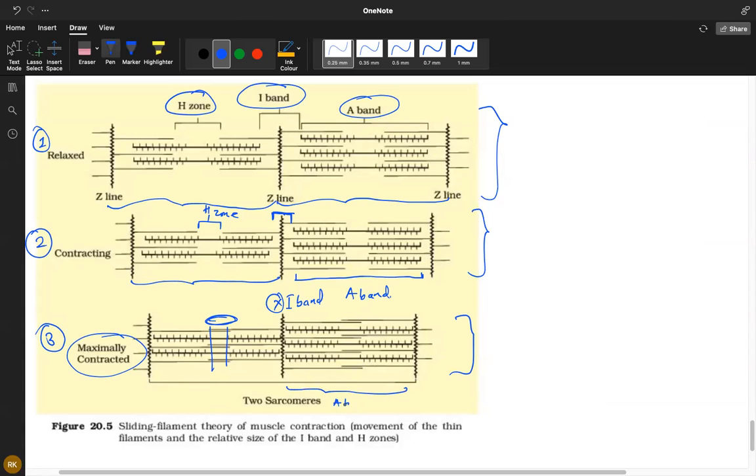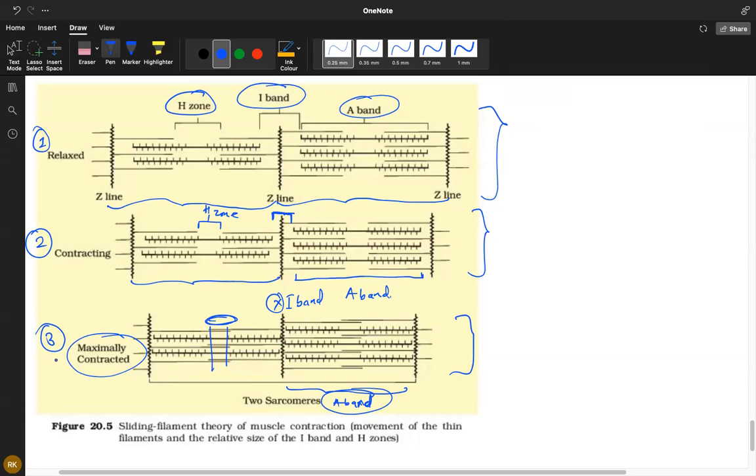Exactly. So I told you that maximal contraction can also happen, and that will be the maximum length of the myosin in the sarcomere. So two Z lines come so close together, which is their maximal limit, which means the myosin is touching the Z line. It cannot contract beyond that. Myosins cannot contract beyond that.